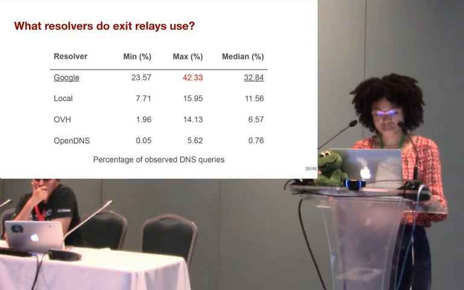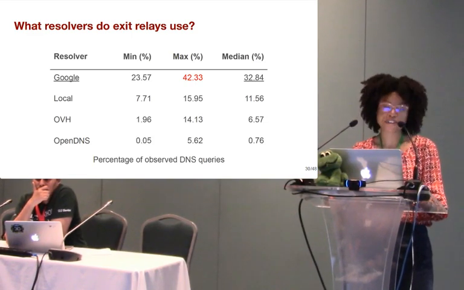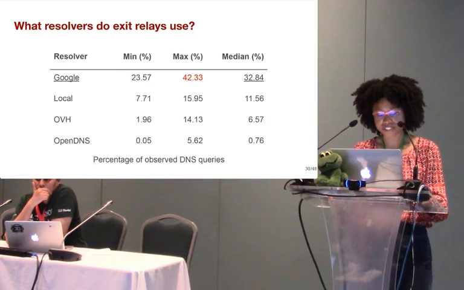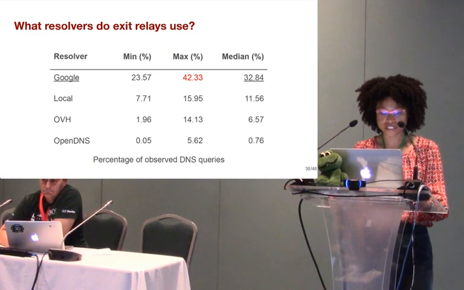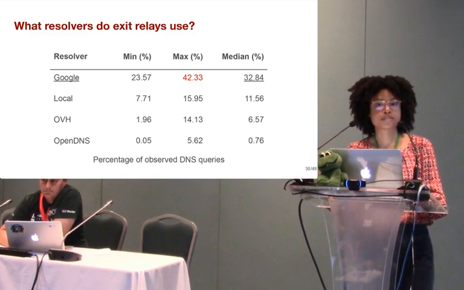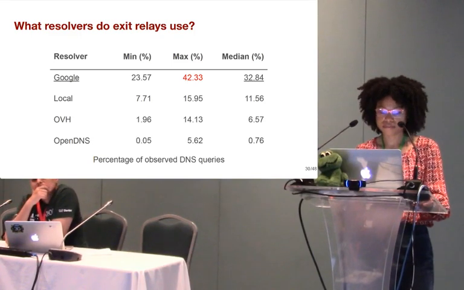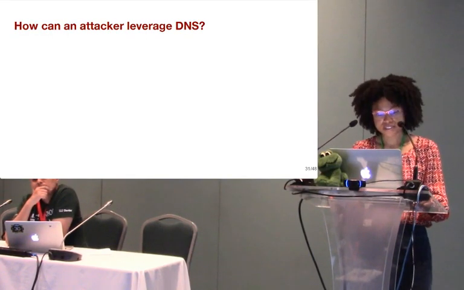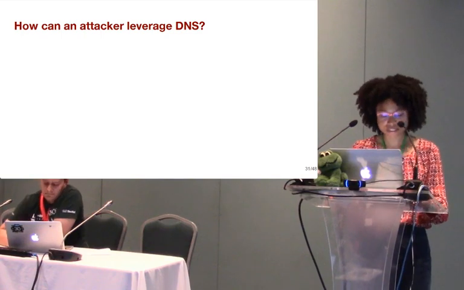In first place, we have Google's public 8.8.8.8 resolver that sees around 1/3 of DNS queries coming out of Tor on average. And at times, this number grew to over 40%, as you can see. We found this finding to be significant because it's alarming that one organization is getting to learn so much about Tor users' behavior. So the next question was, how can an attacker leverage DNS queries to identify which websites Tor users are visiting?